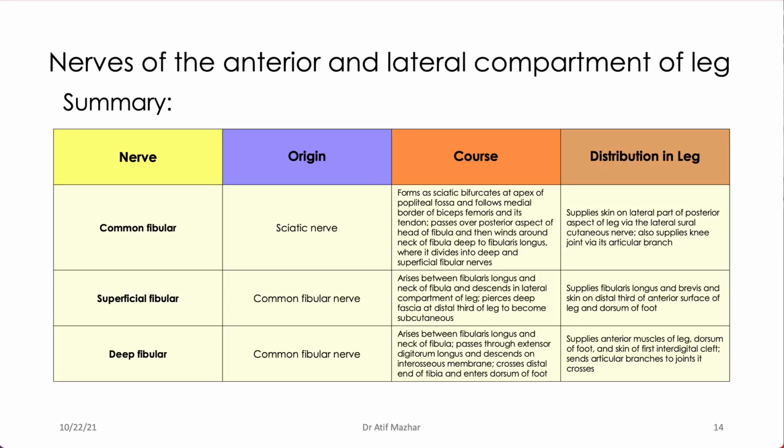Now this is the summary of the common fibular nerve: where it's coming from, the sciatic, the superficial fibular, the deep fibular, and their course. I will not recommend going into a lot of detail, but you should know what muscles are innervated by these different nerves, which have been mentioned within this table.